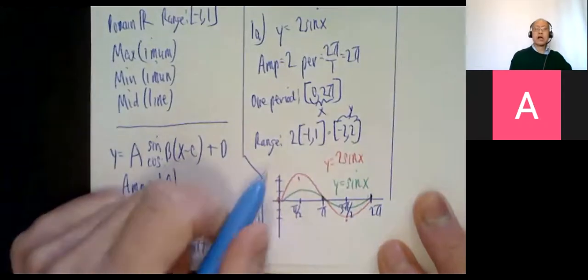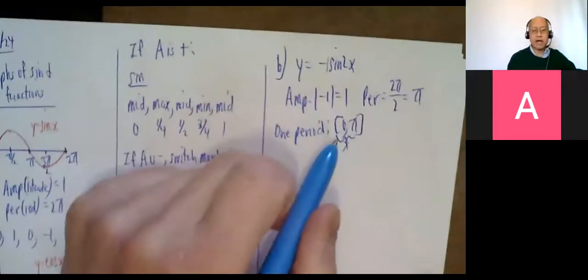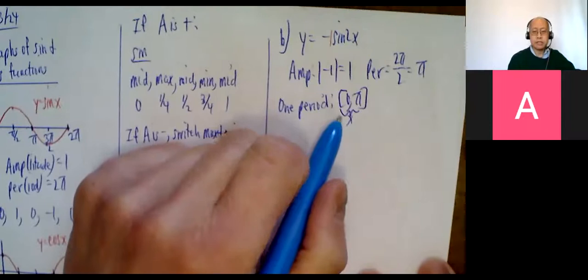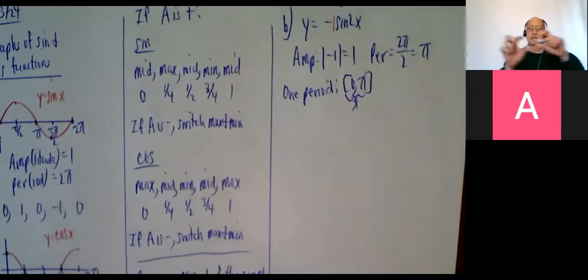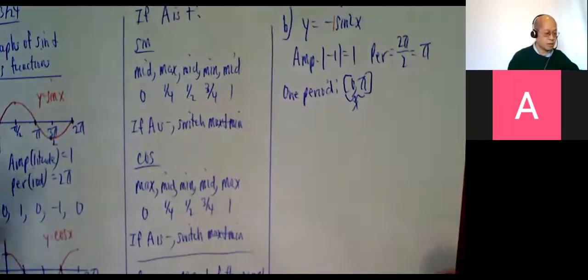You already know that. So how come I don't say domain? It's not really domain because the domain is all real numbers. This just gives you one period, but then you can copy and paste it as much as you want to the left and to the right.